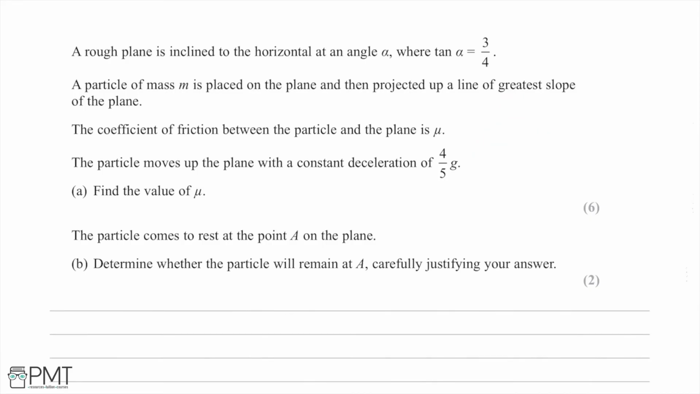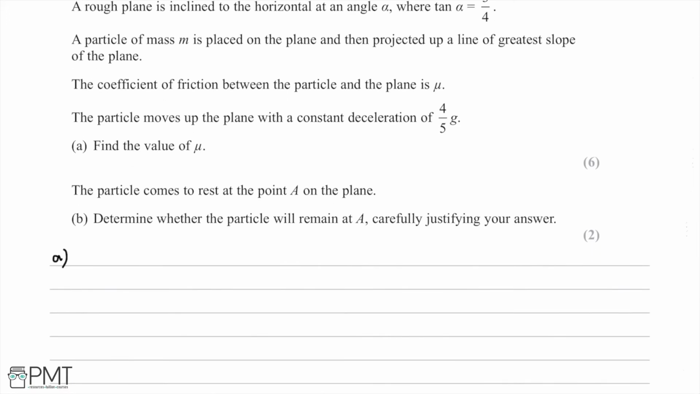We're then told that the coefficient of friction between the particle and the plane is mu, and we're given some information about its movement. We're told that the particle moves up the plane with a constant deceleration of 4 over 5 g, where g is our gravitational constant. And what we are asked to do in part A is find the value of mu. So writing this down, mu, and that is the coefficient of friction.